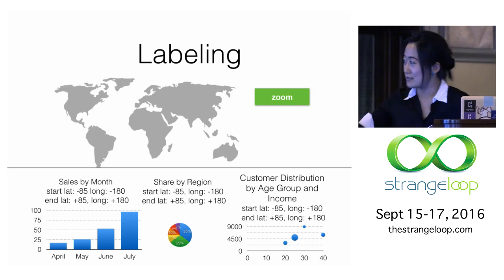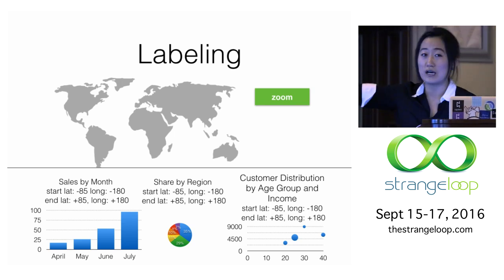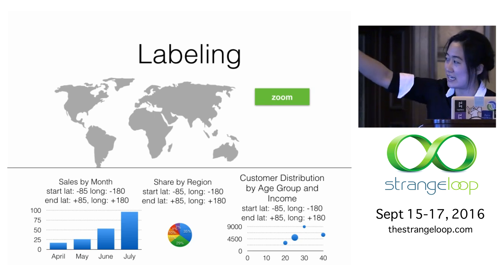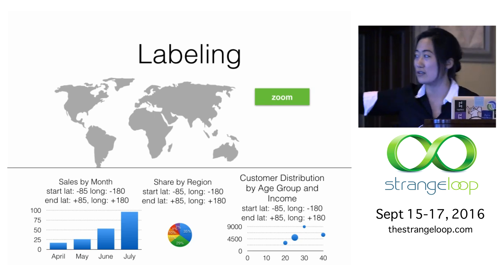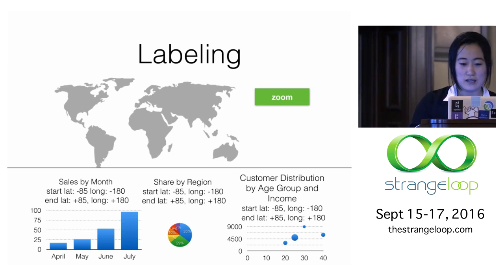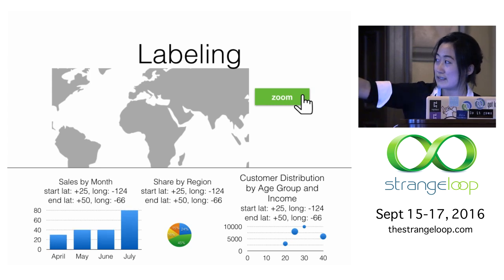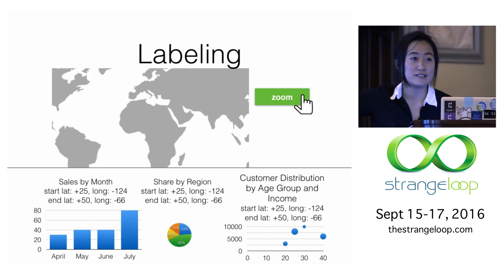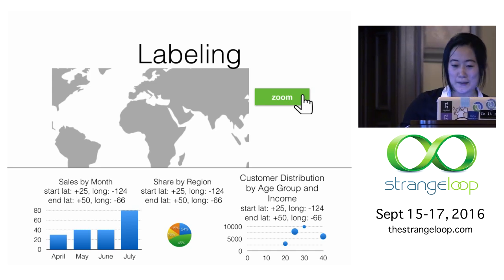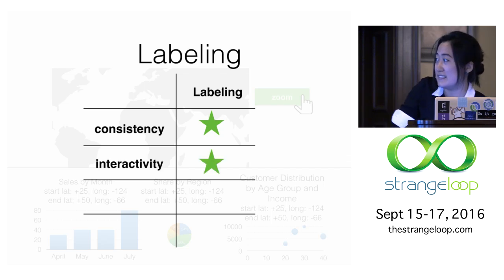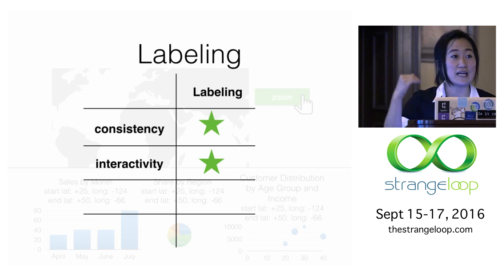Another solution is to use labeling. I did define consistency as knowing what the current state of the UI is. So why don't we just label all of the visualizations we see? So here your starting lat is -85, your ending long is 180, et cetera. And when you zoom, let's just update all of these different annotations. This is OK because it is perfectly consistent. If you stare at it, it gives you all the information you need. And the interactivity is pretty decent because you can get data as they arrive.